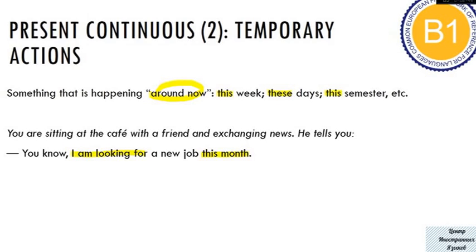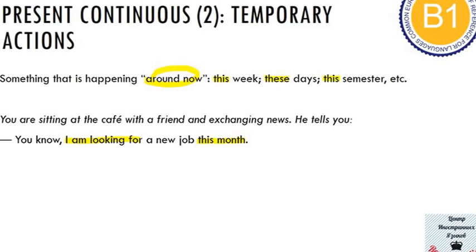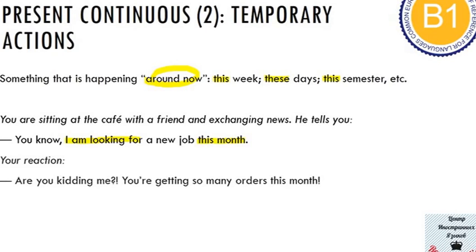And it does not mean that he's sitting in front of you, surfing the net, sending some CVs, or maybe having a phone interview. Your reaction may be the following. "Are you kidding me? You're getting so many orders this month." In the first case, you are using present continuous for something that is happening right now, while you are speaking. He is kidding you probably.